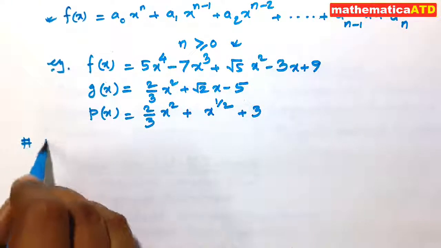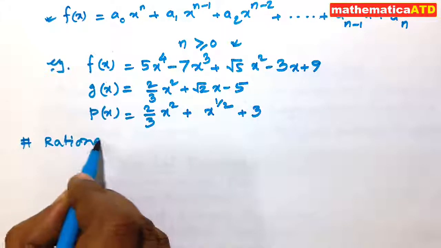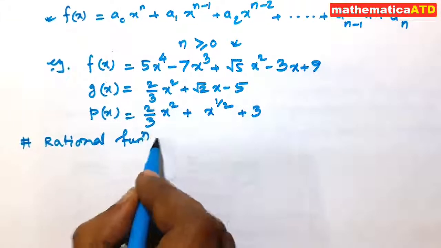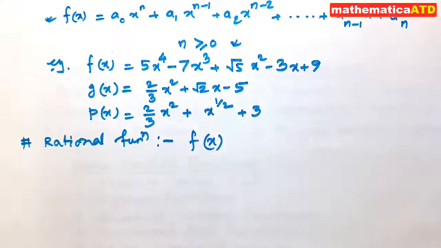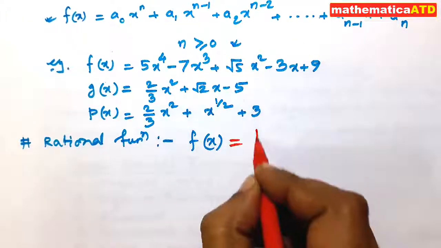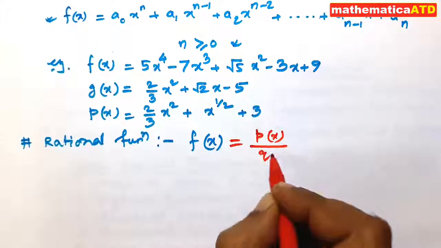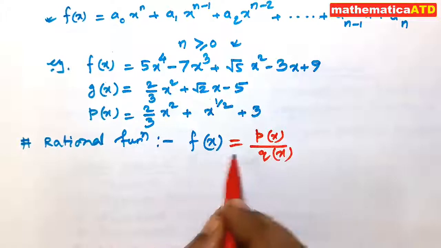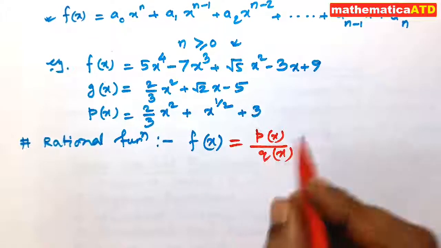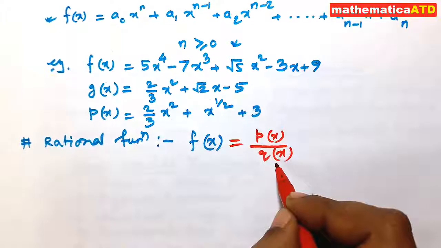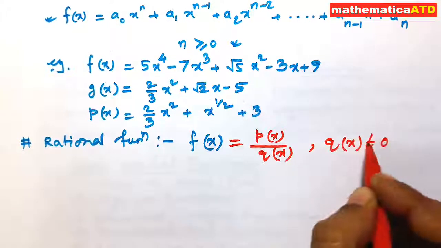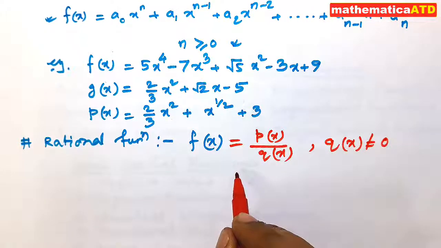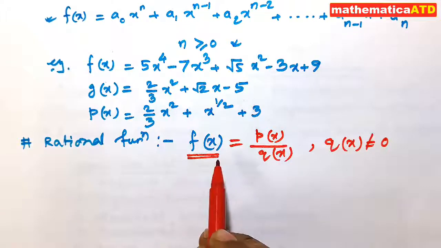Next we discuss a rational function. What is a rational function? A function, say f(x), which is of the form p(x) by q(x), where p(x) and q(x) are polynomials and q(x) is not equal to 0, that is, q(x) is not the 0 polynomial, is called a rational function.